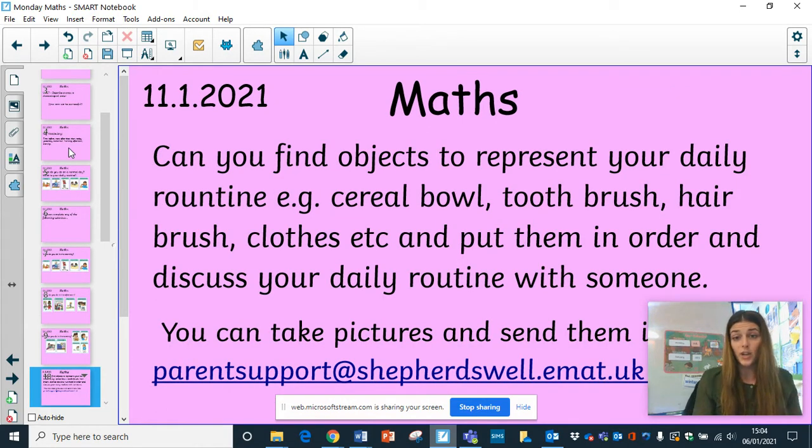You could also find objects around your house to support you with your routine. So it might be a cereal bowl, which would be for your breakfast. It might be a toothbrush when you brush your teeth in the morning. So that's sort of your morning routine objects that represent that. So you're getting dressed, you might have some clothes or some shoes. And then can you put those in order? And you can maybe take a photo, talk about it with someone.